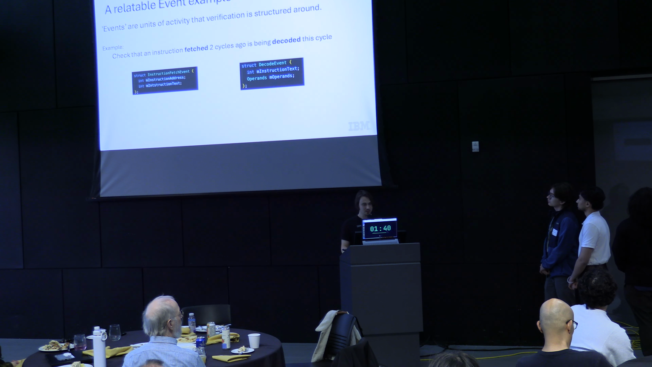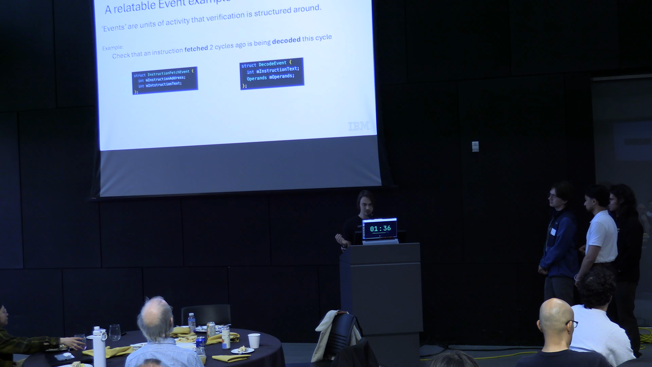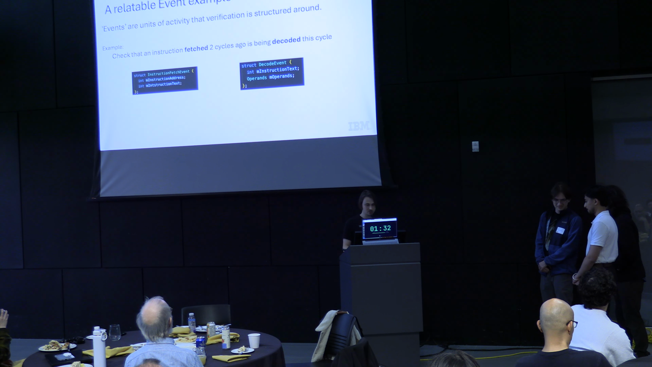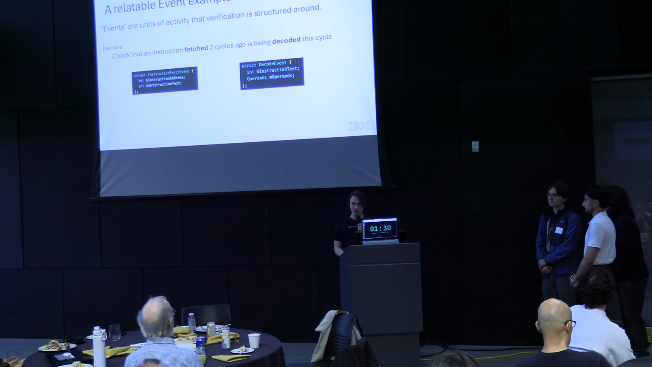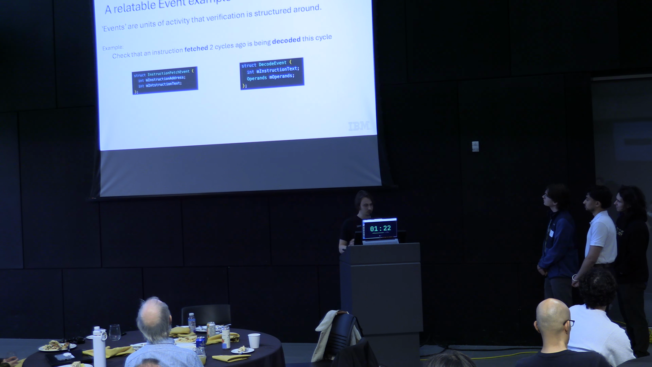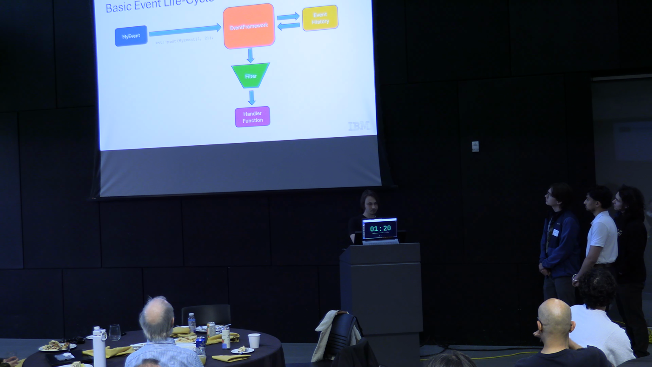So think about if we do an instruction fetch 2 cycles ago and that's being decoded this cycle, we want to check that that happens. We can think of the instruction fetch as an event and the decode as an event. So I'm going to talk a little bit about what makes this a little different than other event systems that are out there and why it's useful for verification.